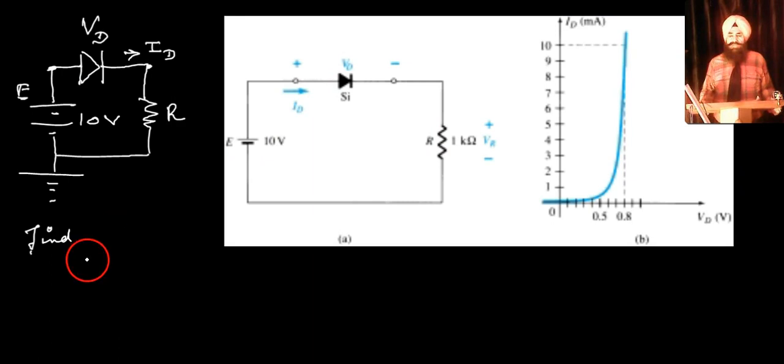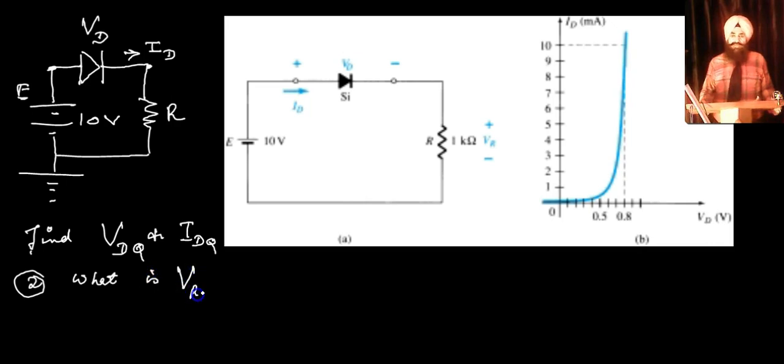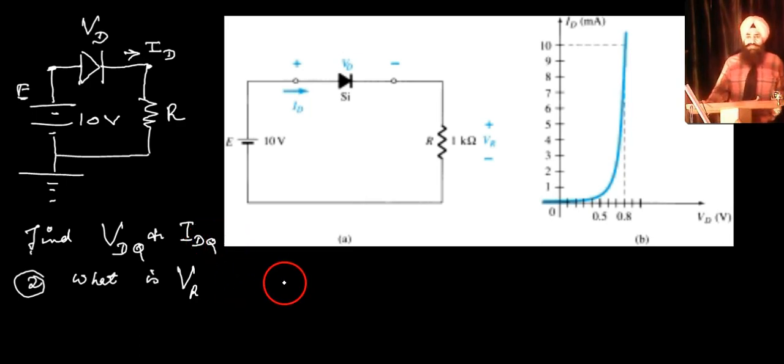The question is, what is VDQ and IDQ for this particular diode, given the characteristics curve here? And the second question is, what is VR in this problem?